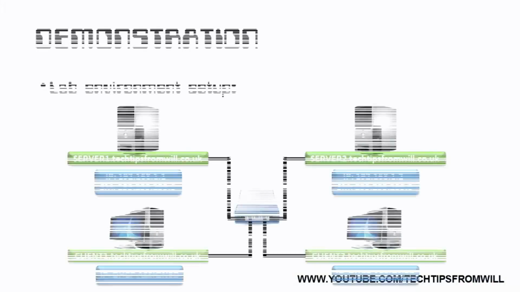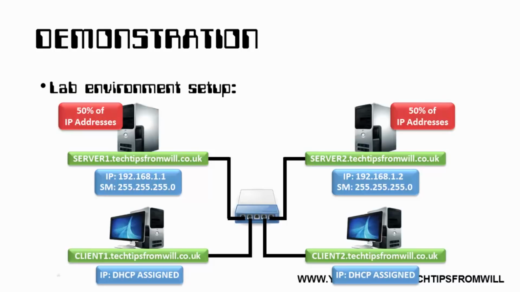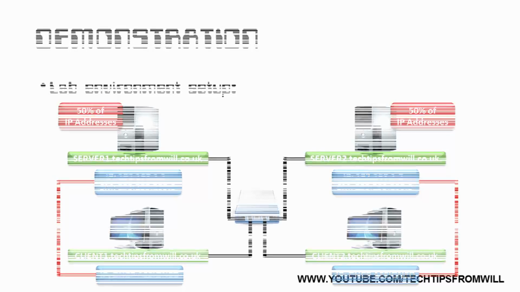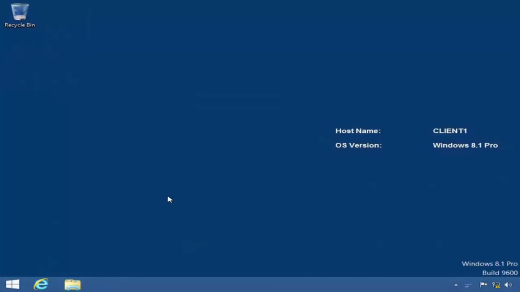To prove that the load balancing mode is working correctly, I will now deploy my two Windows 8.1 Pro client computers, Client 1 and Client 2. Since I have set the load balancing ratio on my servers to 50/50, Client 1 should lease its IP address from Server 1. Client 2, on the other hand, should obtain its IP address from Server 2. Without further ado, I will now boot up and change over to my Client 1 computer.